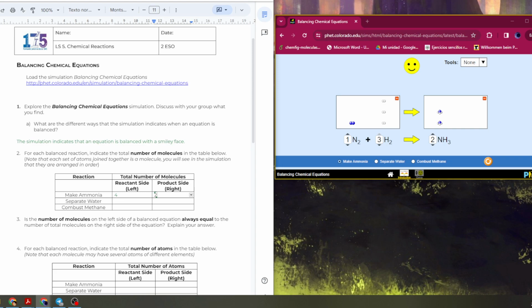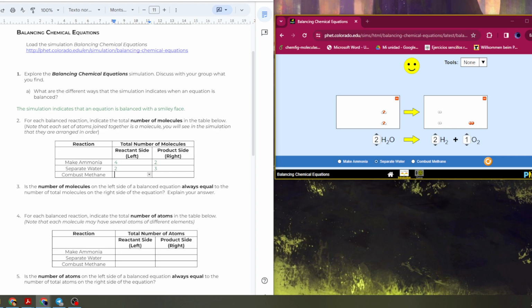Let's do the separation of water. We start with one molecule of water. This is going to give us one molecule of hydrogen. But if you see here, you have 2 red and here 1. So you need to have 2 waters. And in order for the amount of hydrogens to be the same, you need 2 hydrogen molecules. So you start with 2 water molecules, and at the end you have 3 molecules: 2 of hydrogen and 1 of oxygen.